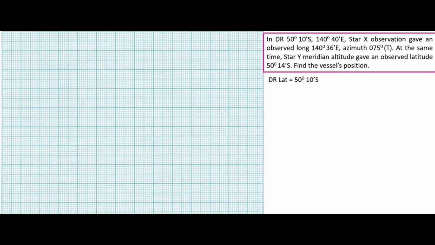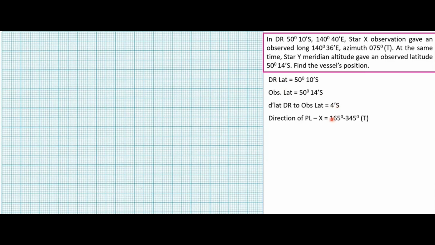We have the DR lat coming up on the screen. We have the observed lat. Now the D lat from DR lat to observed lat is 4 minutes south. This information shall be used to plot these two parallels with respect to one another.